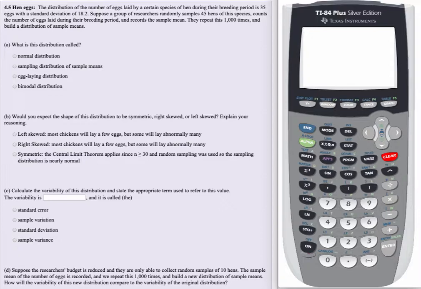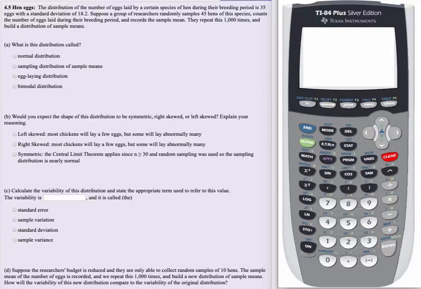So 4.5, hen eggs. The distribution of the number of eggs laid by a certain species of hen during their breeding period is 35 eggs with a standard deviation of 18.2. Suppose a group of researchers randomly samples 45 hens of this species, counts the number of eggs laid during the breeding period, and records the sample mean. They repeat this 1,000 times and build the distribution of the sample mean. So what is this distribution called?